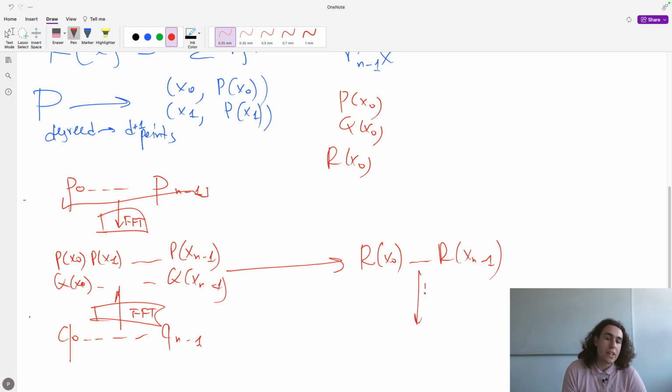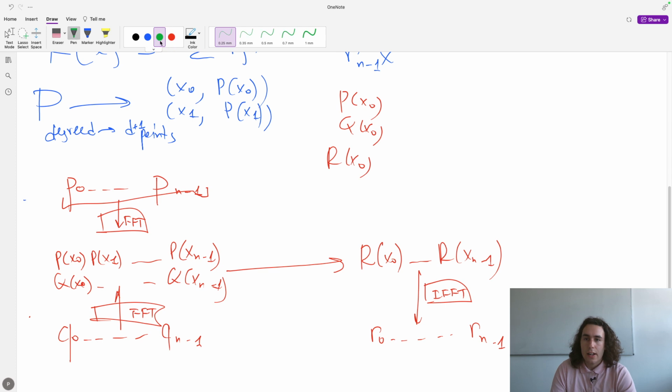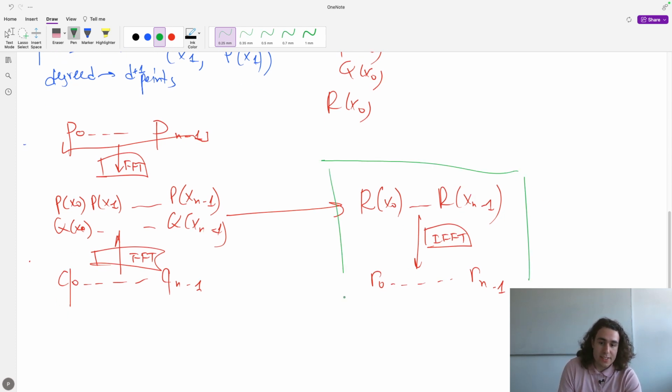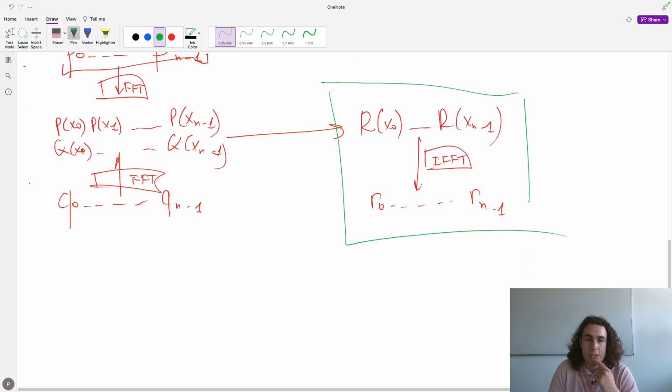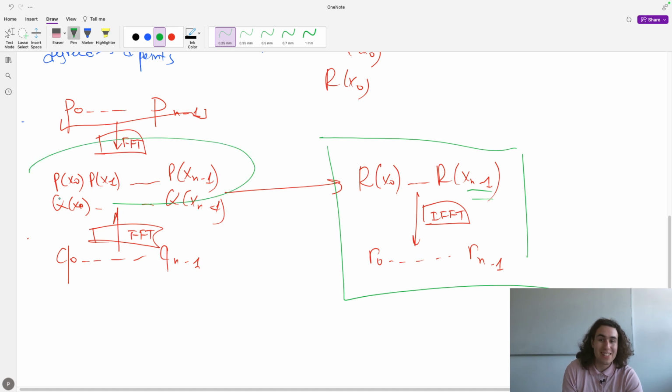And then we're going to do the inverse action, right? Given the values in points, we're going to get the coefficients of r, r0 to r of n minus 1. And notice that we should be able to reconstruct it at the end, right? So the size of r should be at most n, so that we have enough points. But we should use the same points everywhere, right?